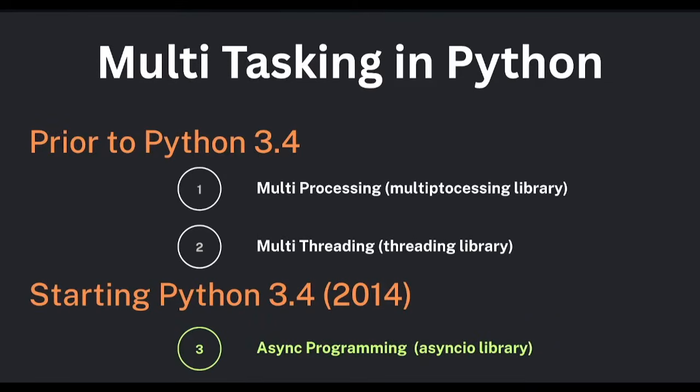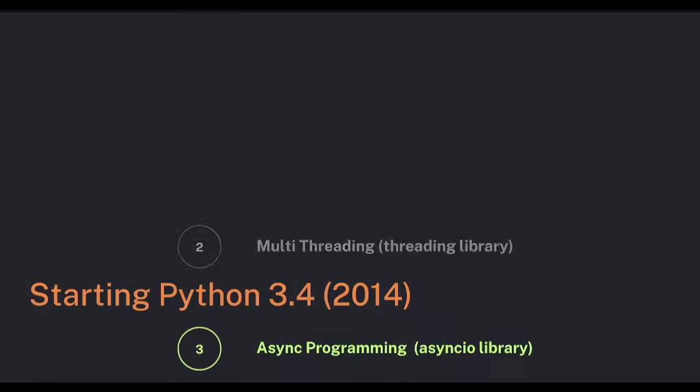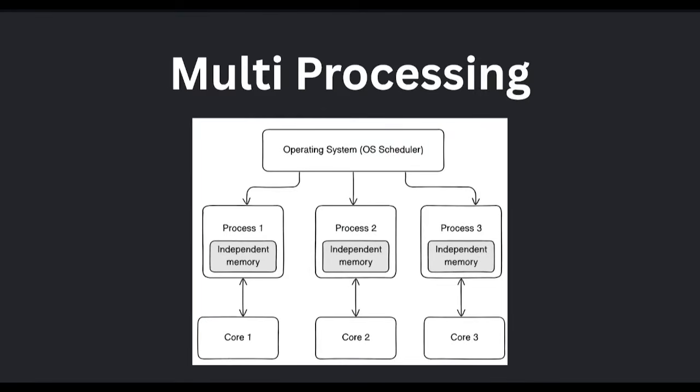Now let's take a look at multitasking possibilities in Python. Prior to Python 3.4, Python supported multiprocessing through its multiprocessing library and multithreading through its threading library. And in Python 3.4 in 2014, support for asynchronous programming was announced with the addition of AsyncIO library. Let's take a high-level overview of how multiprocessing and multithreading work and how AsyncIO is different.